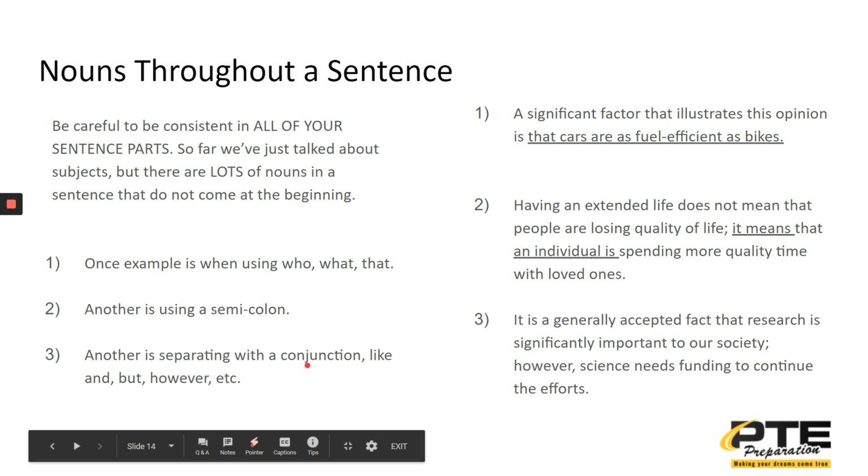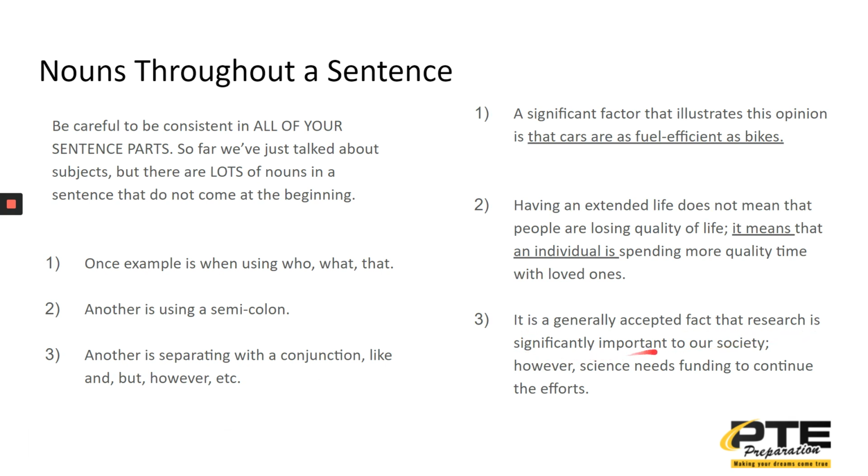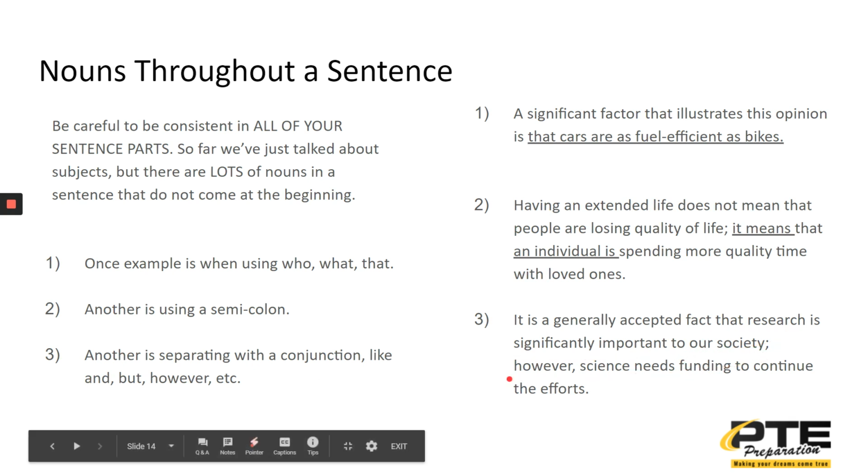Another is separating with a conjunction, like and, but, however, and so on. It is a generally accepted fact that research is significantly important to our society. However, science needs funding to continue the efforts. In this case, science needs is yet another subject and verb because we've started a new sentence using a semicolon and a conjunction.